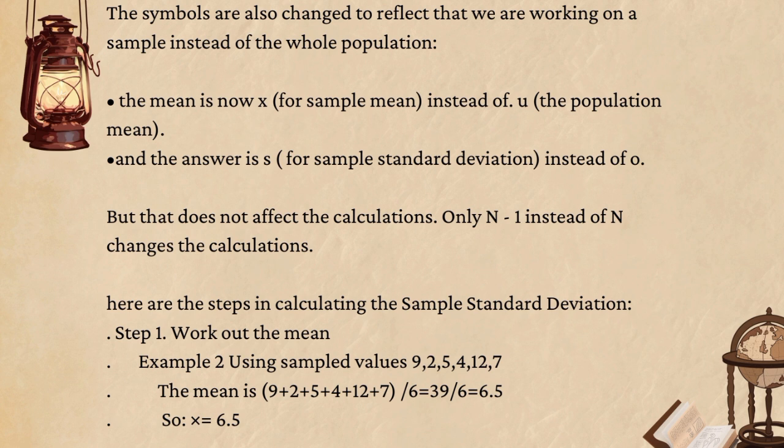So, meron ding step ang sample standard deviation. For the first step, work out the mean. So, example number 2. Using sample values, yung unang 6 sa batches na roses ni Sam is 9, 2, 5, 4, 12, 7. Ang mean is 9 plus 2 plus 5 plus 4 plus 12 plus 7 is equals to 39. Divide by 6 is equals to 6.5. So, ang x̄ is equals to 6.5.